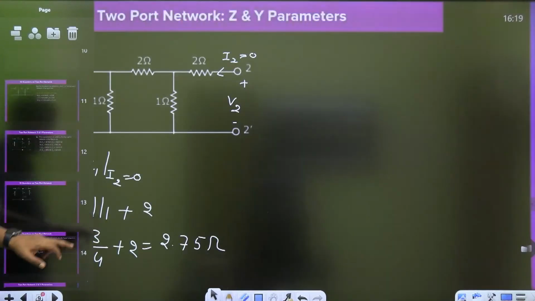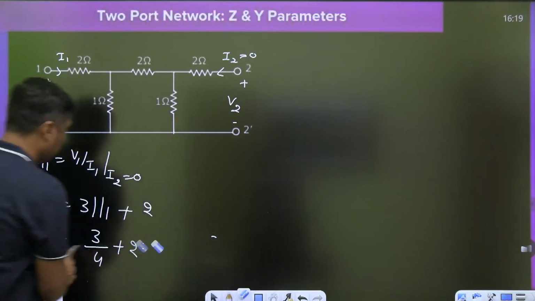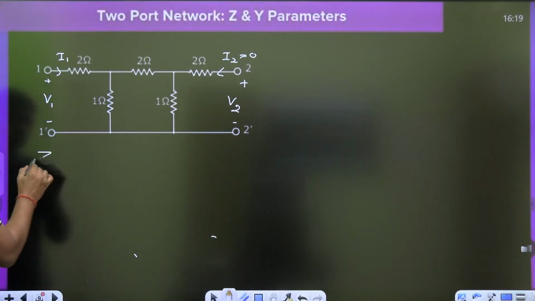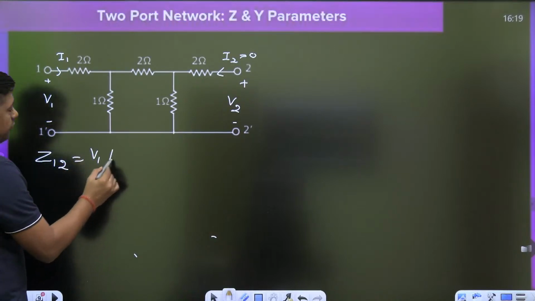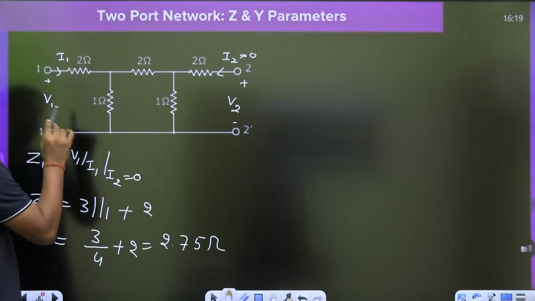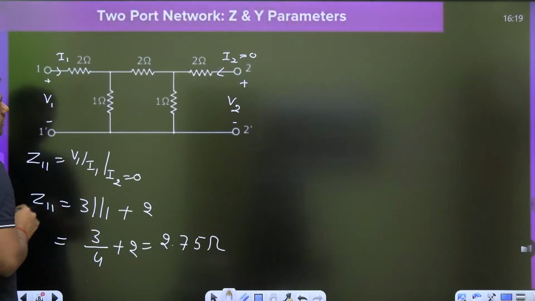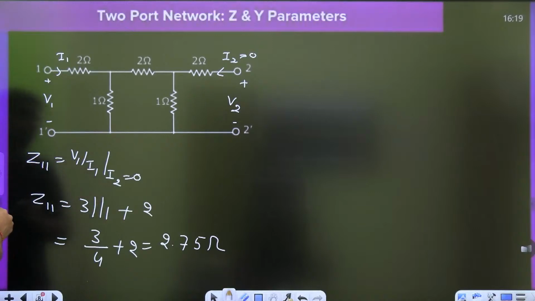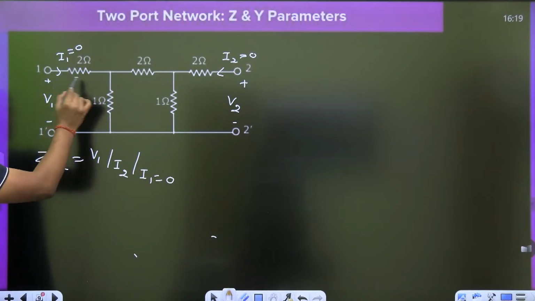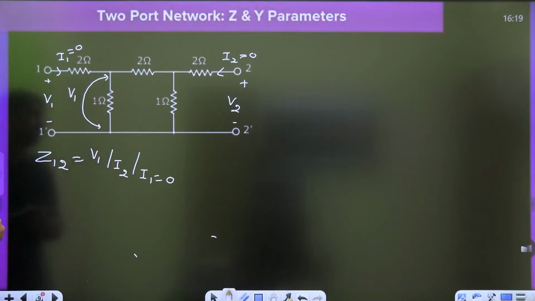So already we have found the Z11. Then what is the Z12? V1 by I2 with I1 equal to 0 is called Z12. First of all, make I1 equal to 0. When I make I1 equal to 0, what is the drop across the 2 ohm? 0. So at this point the voltage will become V1. At this point the voltage will become V1.